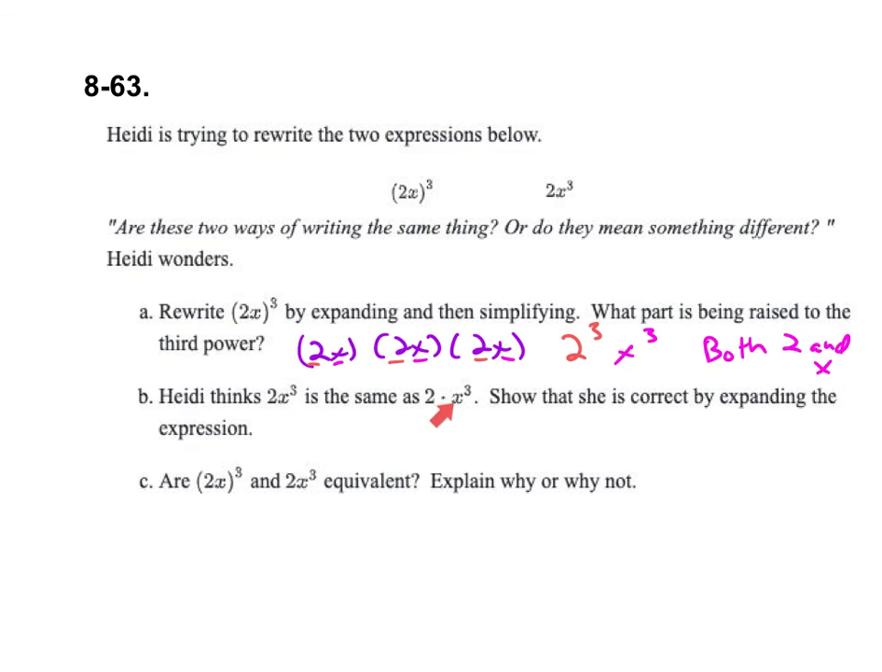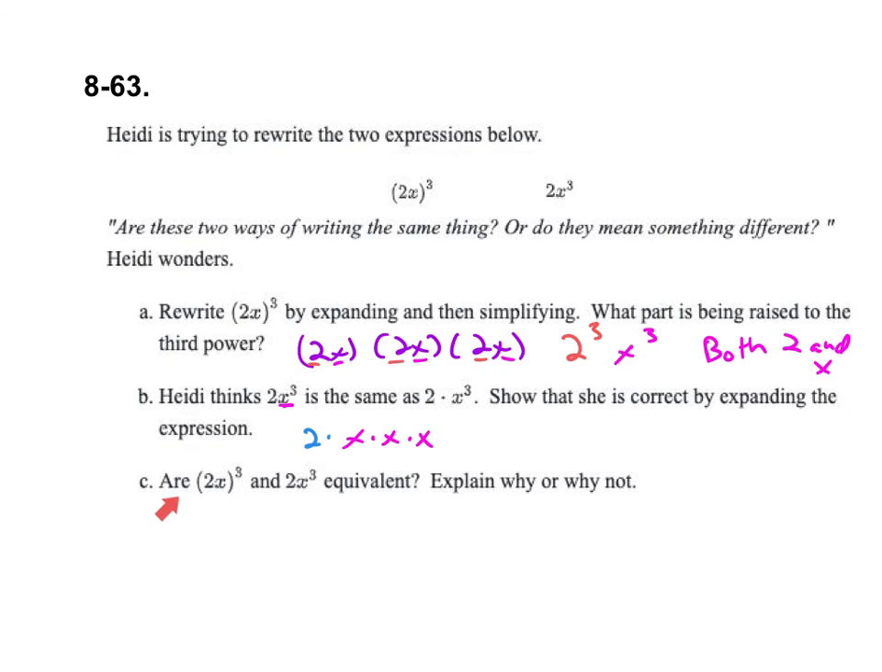In part B, it says, Heidi thinks 2 times by x to the third is the same as 2 times by x to the third. Show that she is correct by expanding the expression. Okay, well, I'd have x to the third power. So I'd have x times by x times by x. And then I just have this 2. So the exponent in this case is not working on the 2. It's only working on the x. In our previous one in part A, it was working on both pieces because of the parentheses. This one does not have parentheses, so she's correct. It's 2 times by x times by x times by x, which is x to the third.